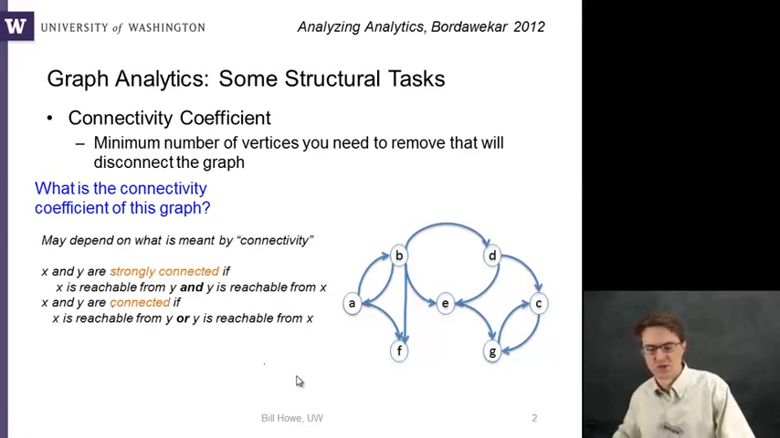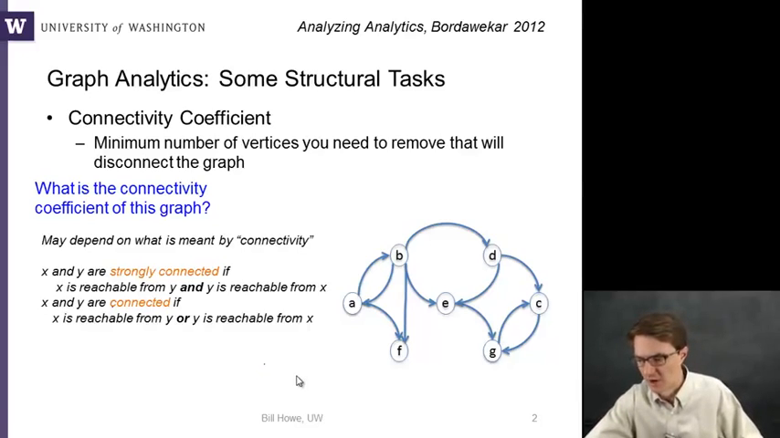that two vertices x and y are strongly connected if x is reachable from y and y is reachable from x. Okay, and we might say that they're just connected if x is reachable from y or y is reachable from x. And so this is sort of equivalent to ignoring the directionality of the edges. So if we just assume that everything's undirected, then we'll be using the second definition. So let's assume that for a second. Let's assume we just mean connected here.